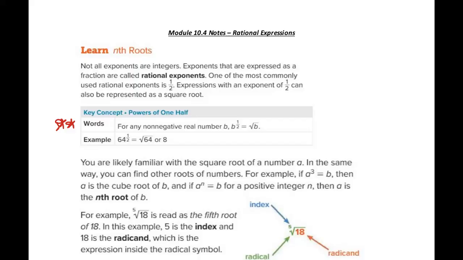Eyes up here or looking at it in your notes. B to the 1/2 power is equal to the square root of b, okay? B to the 1/2 power is equal to the square root of b, all right? I would put a box around that whole thing on page 13. B to the 1/2 power is equal to the square root of b.